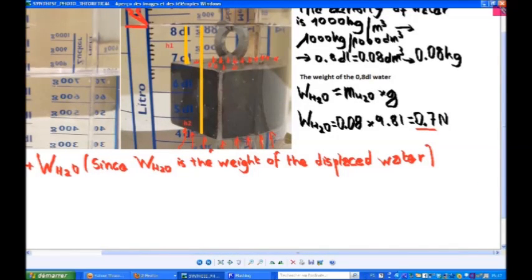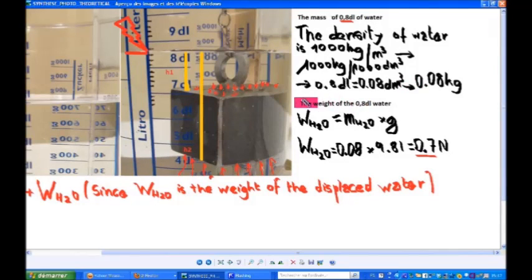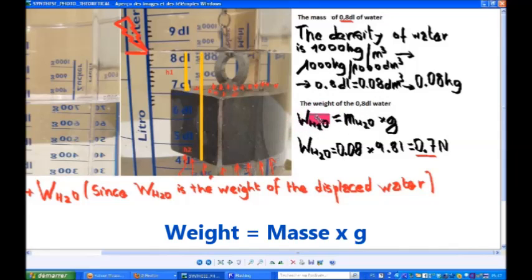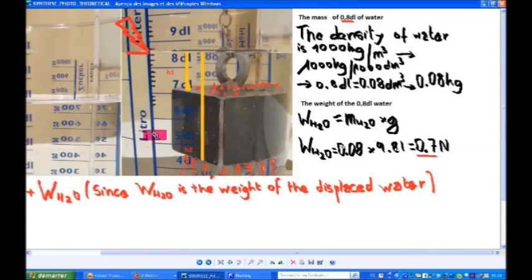We are going to calculate the weight of the 0.8 deciliter of water. We know also that the weight of any kind of substance equals the mass of the substance times g, the gravitation. So the weight of displaced water is 0.08 kilogram as the mass of the displaced water times 9.81. The result is 0.7 Newton.